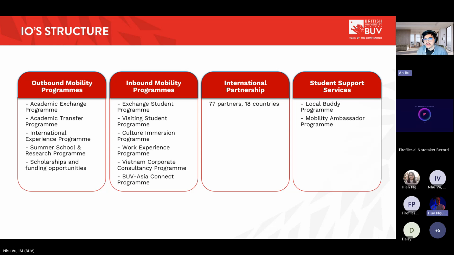Okay. Can you talk more? Partnership map, so when they see it, they can see that it is the university from all over the world. Yeah.